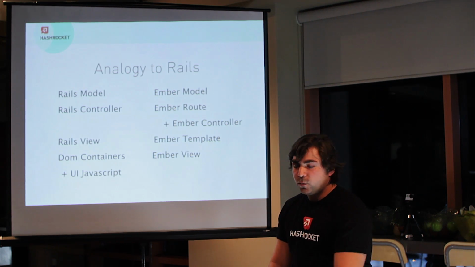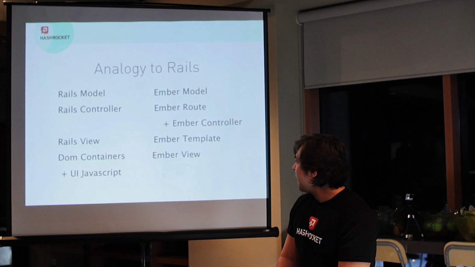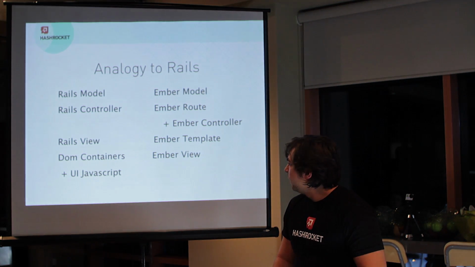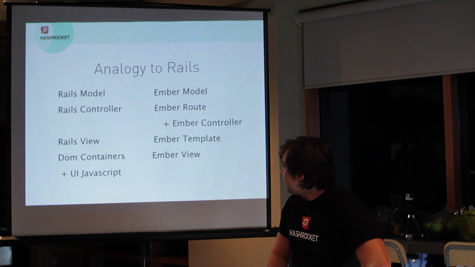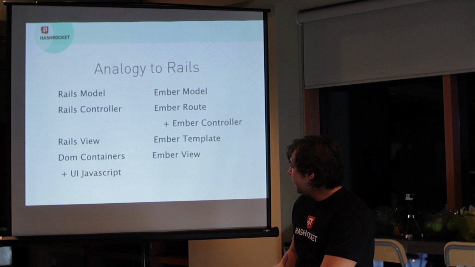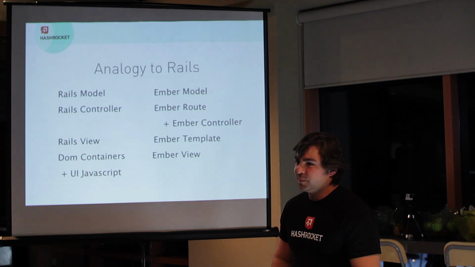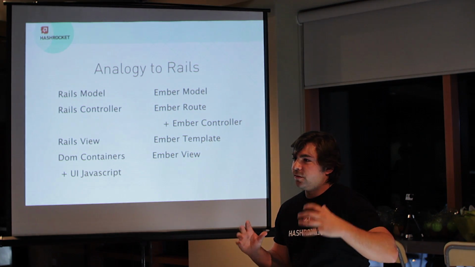So if you were to make an analogy to Rails, it's kind of like this. The main differences are that in Rails you just have a controller, in Ember you have a route and a controller. They sort of do the same thing. And then your view in Rails is really your template in Ember. And then there's not really an analogy for an Ember view in Rails. It really would just be like a containing div or something.